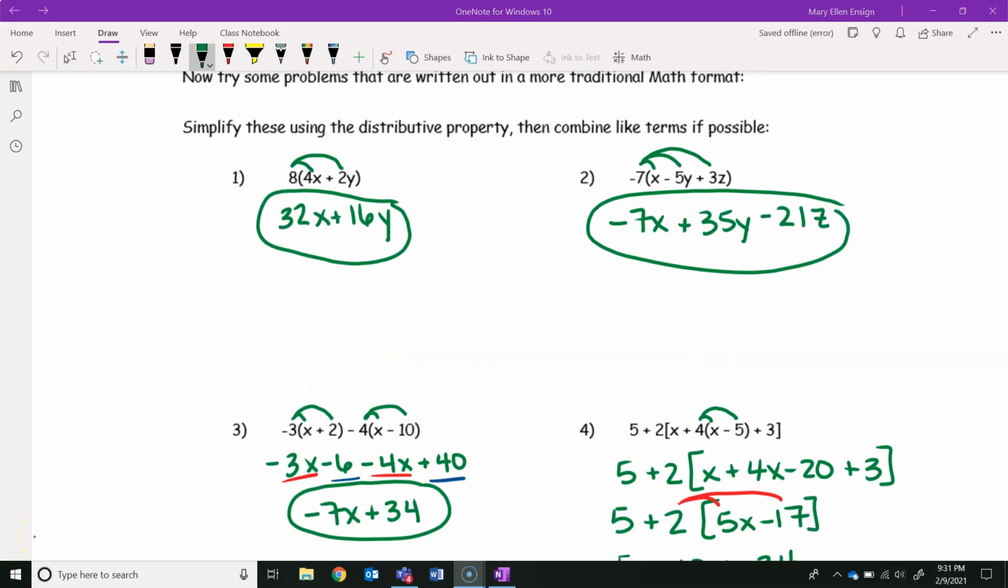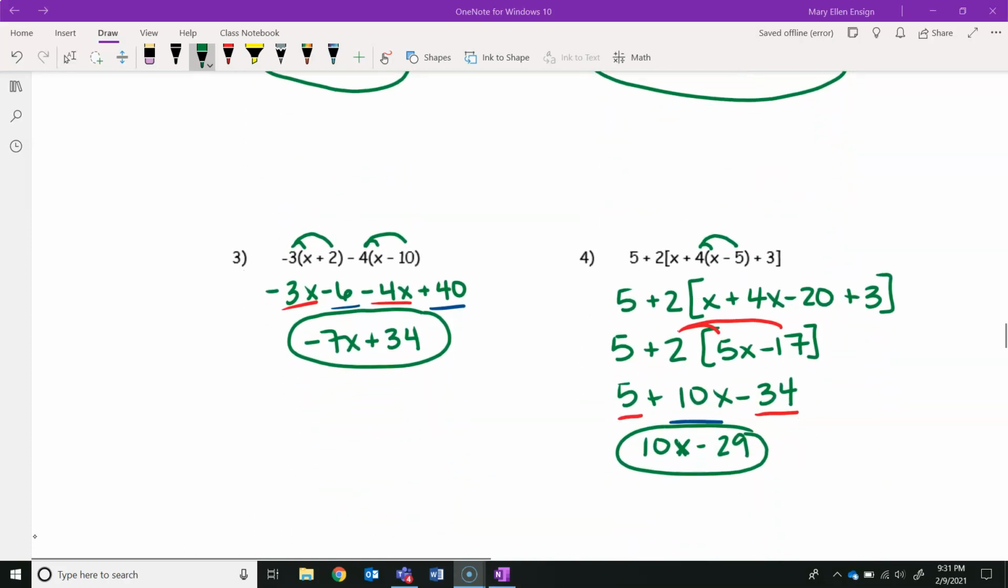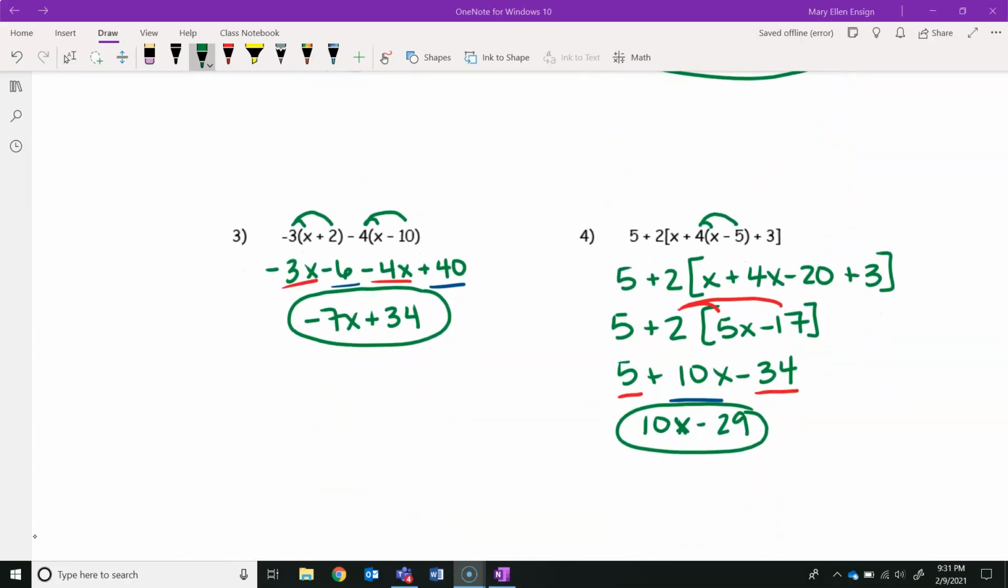Okay, so here we have these 4 questions and the answers to them. The first 2, again, we were just distributing, multiplying, watching those signs. The second 2 were a little more involved. So number 3, -3 gets distributed through this first set of parentheses, and -4 gets distributed through the second set. So again, watch your signs. Once I've done that, I notice there are 2 x values that I can combine and 2 constant terms that I can combine. So here's my final answer: -7x plus 34.